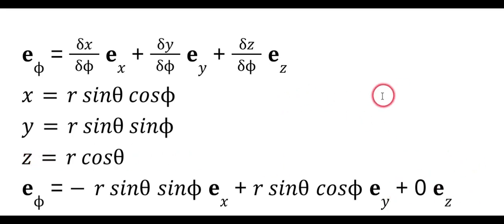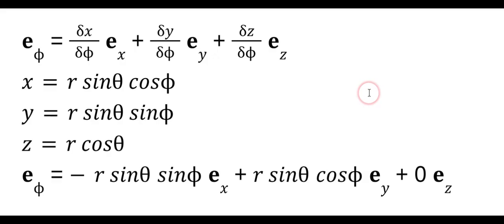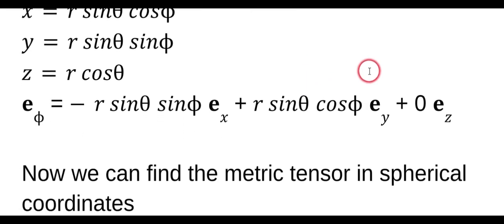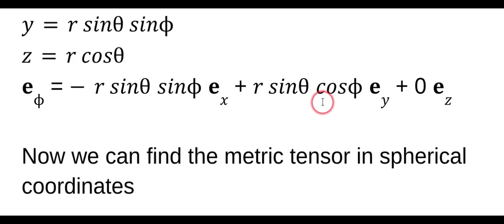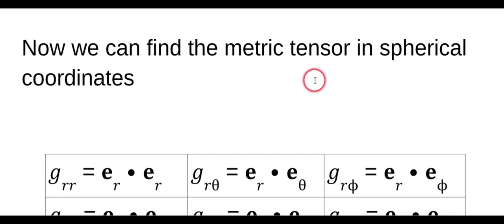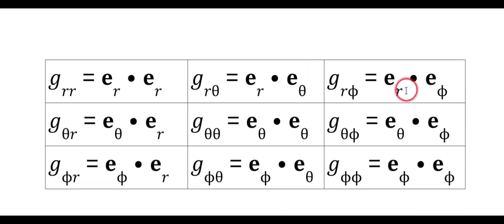All right, so now we have our three basis vectors. Now we can use those to find our metric tensor in spherical coordinates, which looks like this. It's the dot product of all the permutations of the basis vectors, and usually they're collected in a nice little matrix like this. And all of the off-diagonal terms, the mixed terms rather, are all 0. And why is that? Let's go look at it.